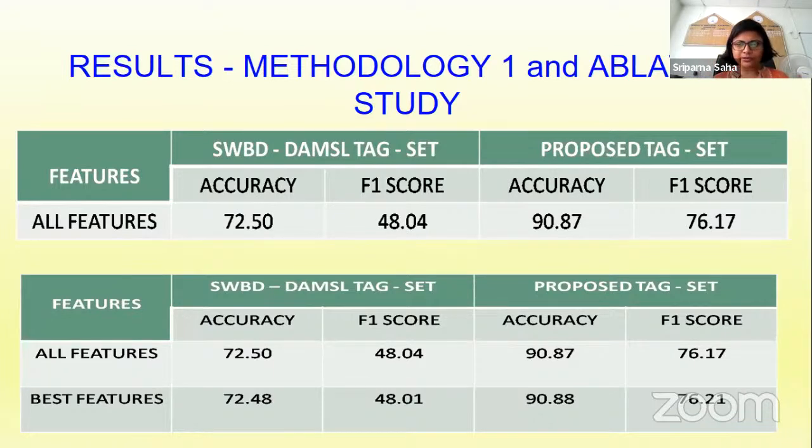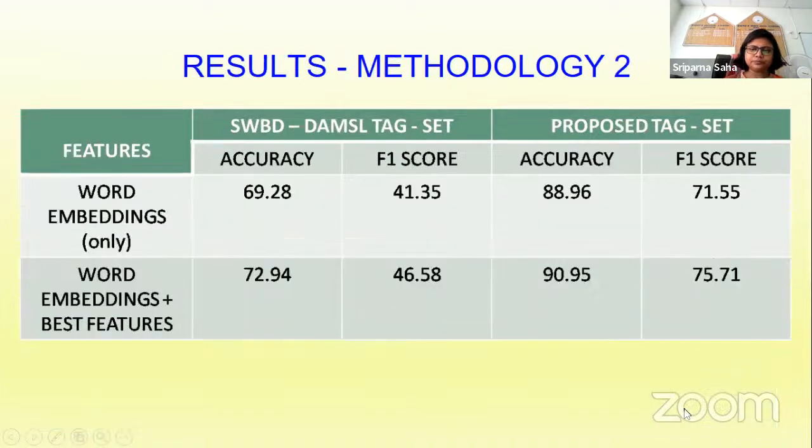As we are dealing with 42 tags, there are some minor classes and some major classes. Class distributions are not uniform, so that's why the accuracy is not very high. F1 score is only 48%. But when we merge these 42 tags into our proposed 5 tags, the F1 score goes up to 76%. So this is the methodology 2.